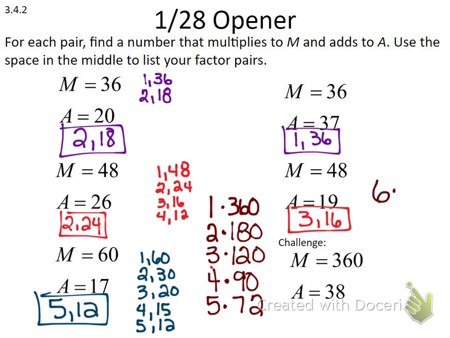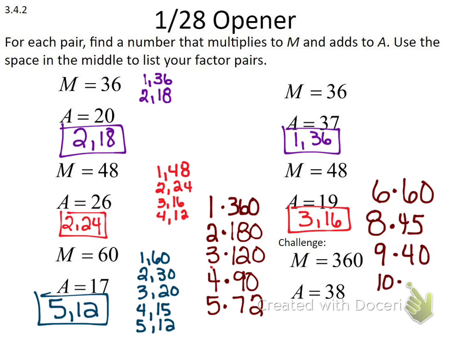60. When we add those together, will that equal 38? Nope. What about 7? Nothing. What about 8? 45. If I add those two factors together, will I get 38? No. What about 9? 40. If I take 9 plus 40, will I get 38? No. Okay, 10 and what?